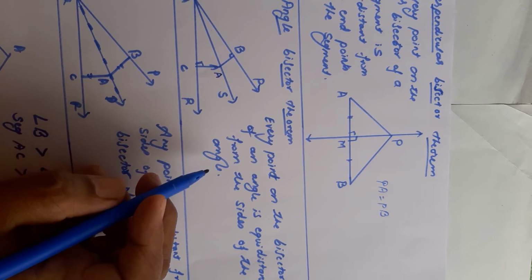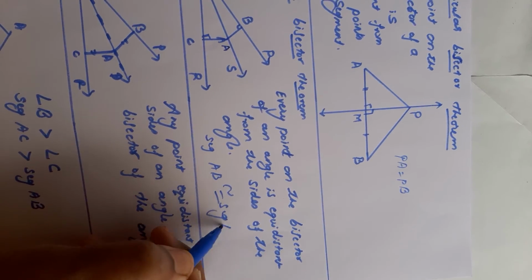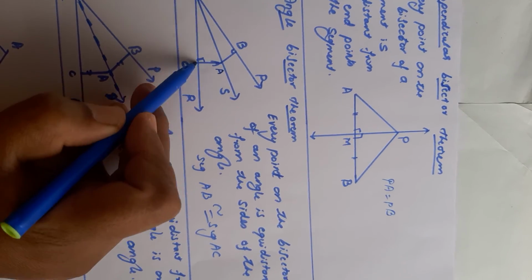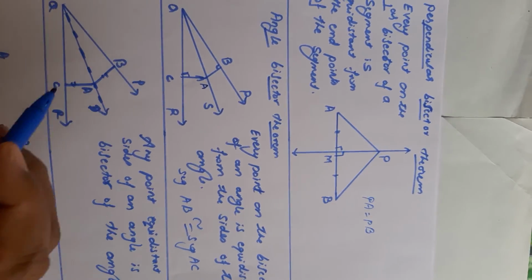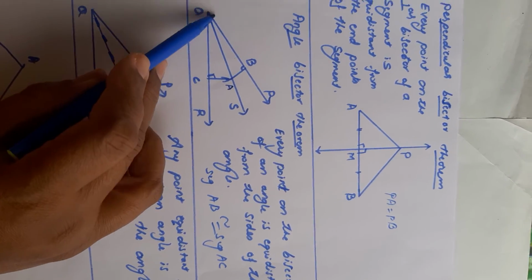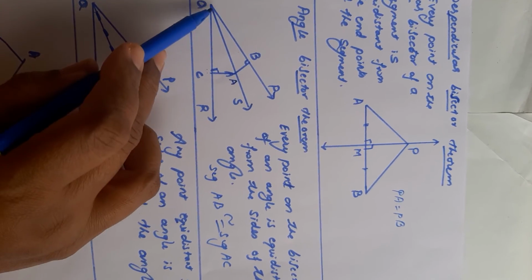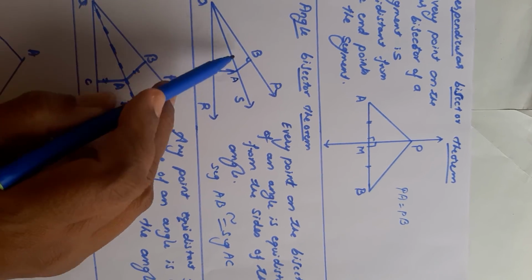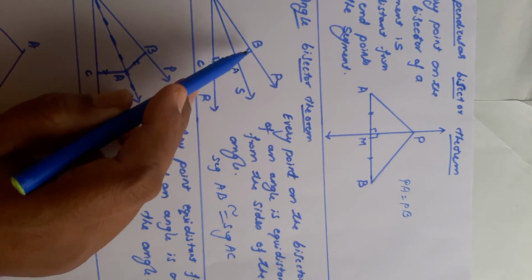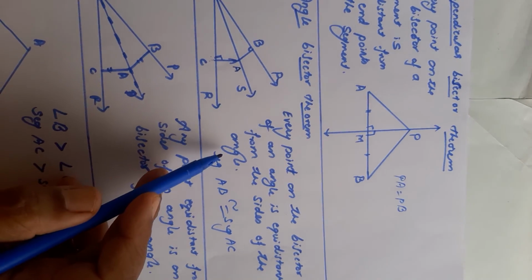Here we have to prove that segment AB is congruent to segment AC. See, this is a 90 degree angle. Next, how will we prove that? By comparing these two triangles for congruency. BQ is congruent to QC, AQ is common, and angle ABQ and angle ACQ are congruent. The reason is 90 degrees. Therefore, AB is congruent to AC. In this way we can prove it by the angle bisector theorem.